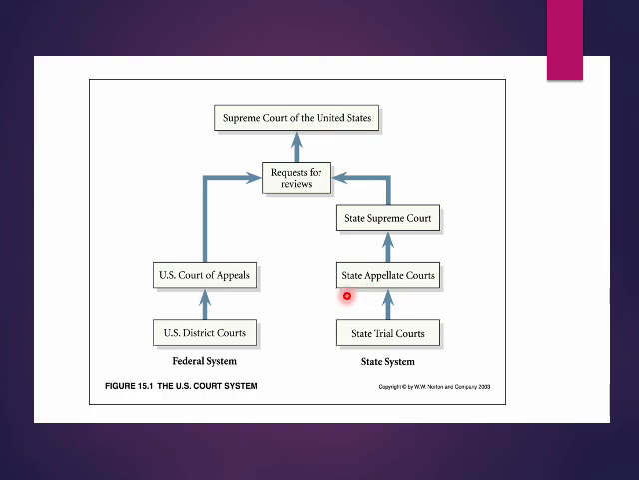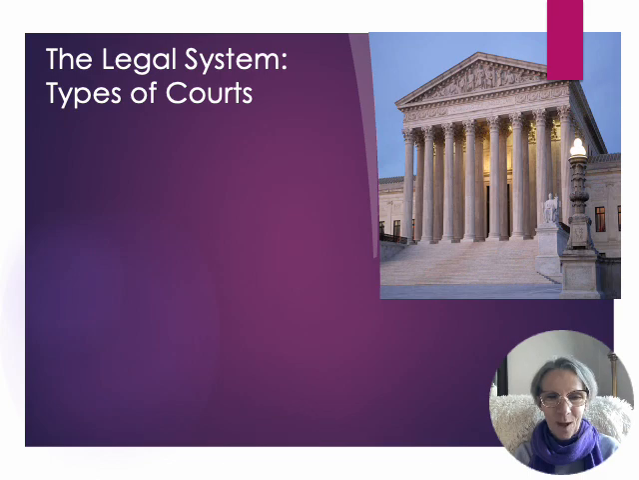So now let's talk about the difference between trial, appellate, and Supreme Courts. And then we'll return to this diagram so that we can put more details in for each of those levels on each side. As you saw on the last slide, there are three types of courts that make up both the state court system and the federal court system.